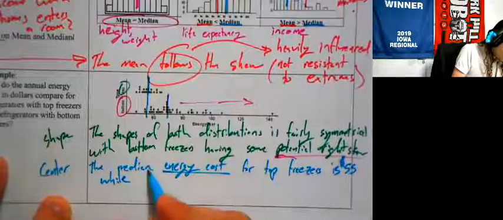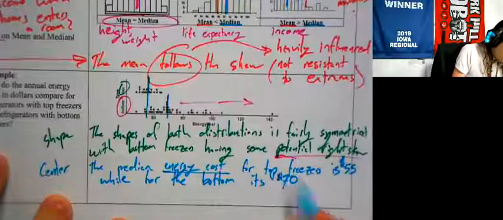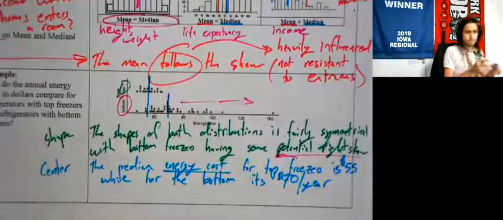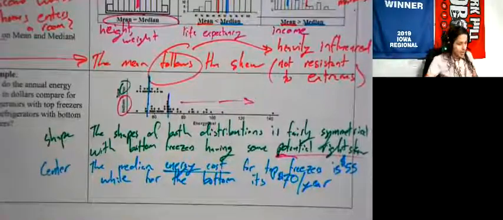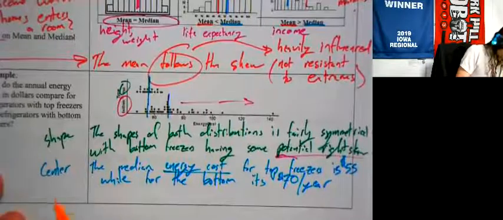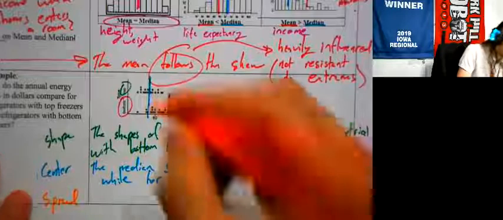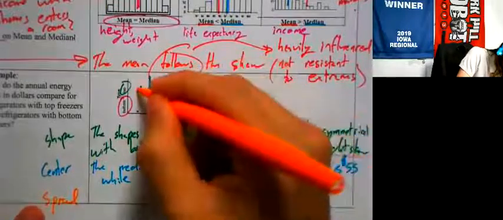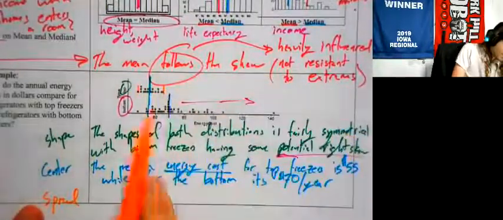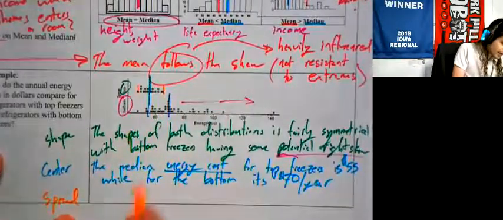Well, for the bottom, it's 70 per year. Cool. And what do we say at the end here about shape, center, spread? For now, we're just going to go with the range. We're just going to go with the min, max, max minus min. What is that, like 65 minus, I don't know, like 45.